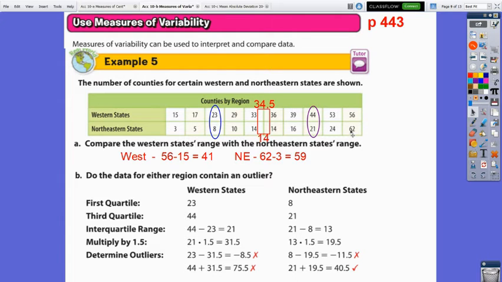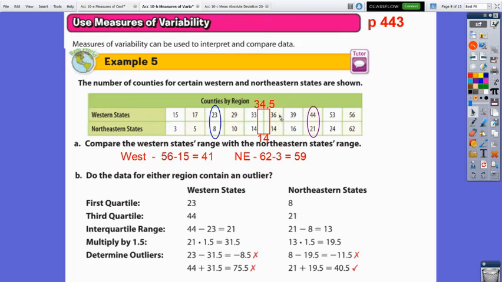It is very obvious, twice as big as the next highest number. But we'll do the official calculation here. Is it 1.5 times the interquartile range bigger than Q3? Okay, well, you've got to find your quartiles then for each data set.